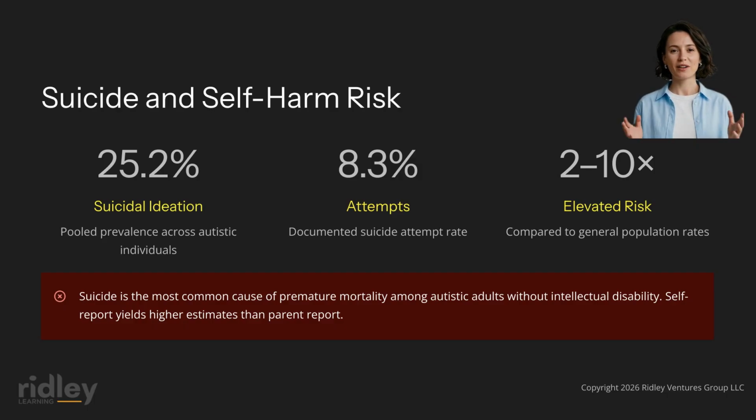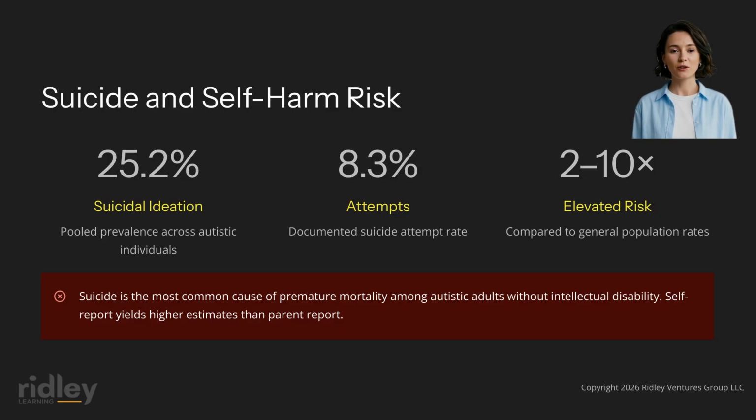Now let's turn to one of the most clinically urgent issues in autism across the lifespan: suicide and self-harm risk. Suicidality is frequently the proximal precipitant of adult evaluation and of clinical contact in allied health settings. O'Halloran and colleagues' 2022 systematic review and meta-analysis reported pooled prevalence of suicidal ideation at 25.2%, meaning roughly 1 in 4 autistic individuals report suicidal thoughts, with estimates across studies ranging from about 1 in 5 to 1 in 3.